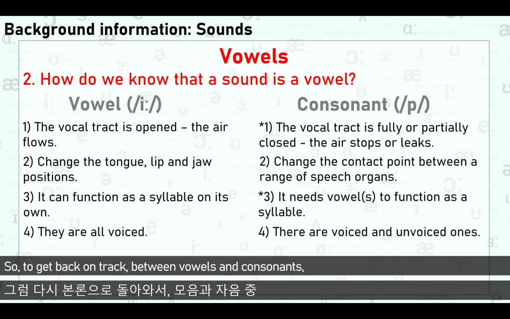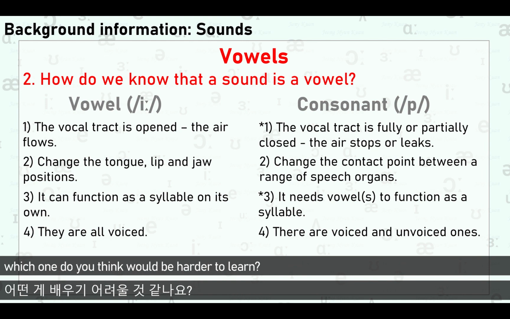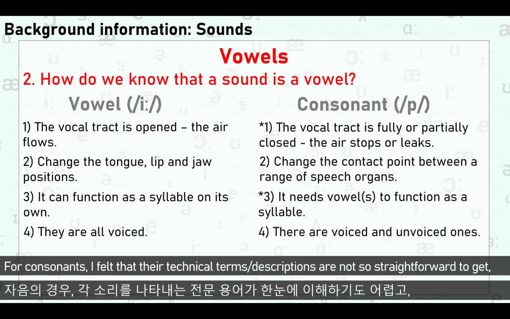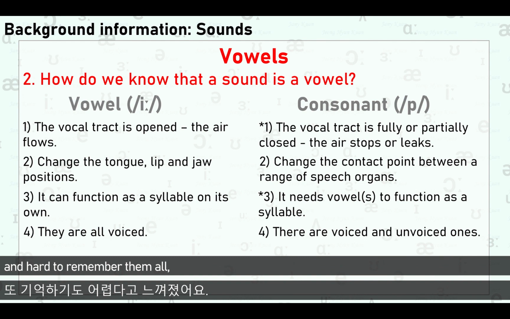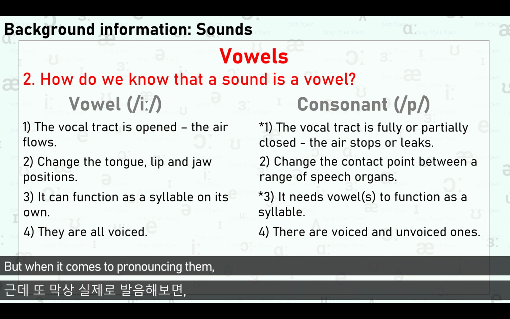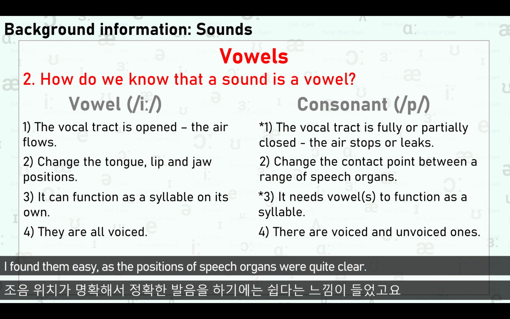So to get back on track between vowels and consonants, which one do you think would be harder to learn? Well, I feel both have their own difficulties. For consonants, I felt that their technical terms and descriptions are not so straightforward to get and hard to remember all, because it involves various combinations of speech organs making contact in various methods. But when it comes to pronouncing them, I found them easy as the positions of speech organs were quite clear.